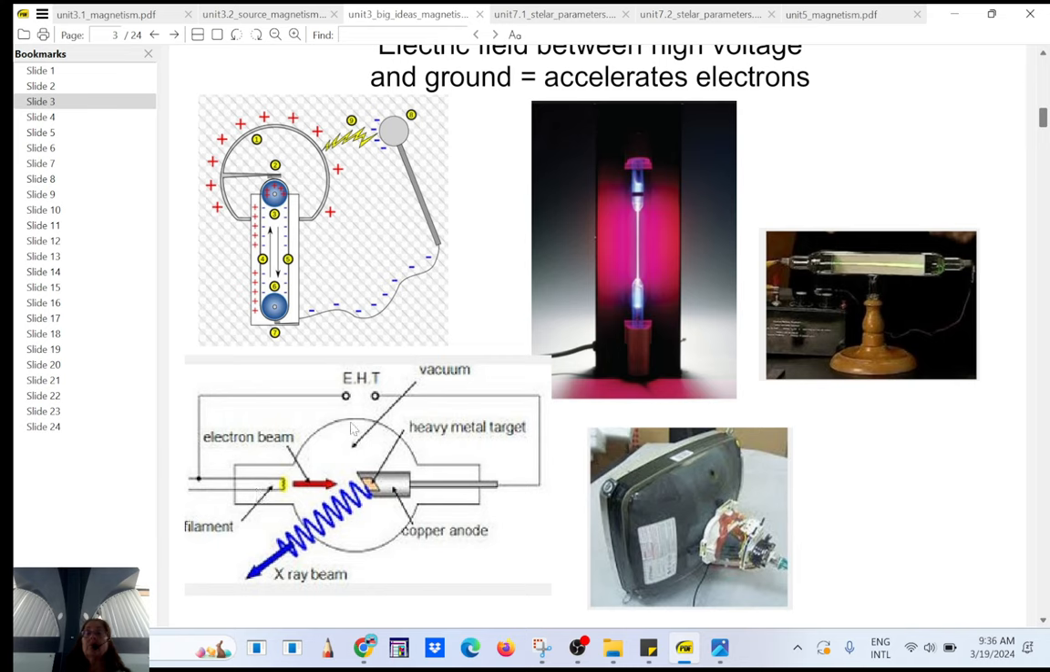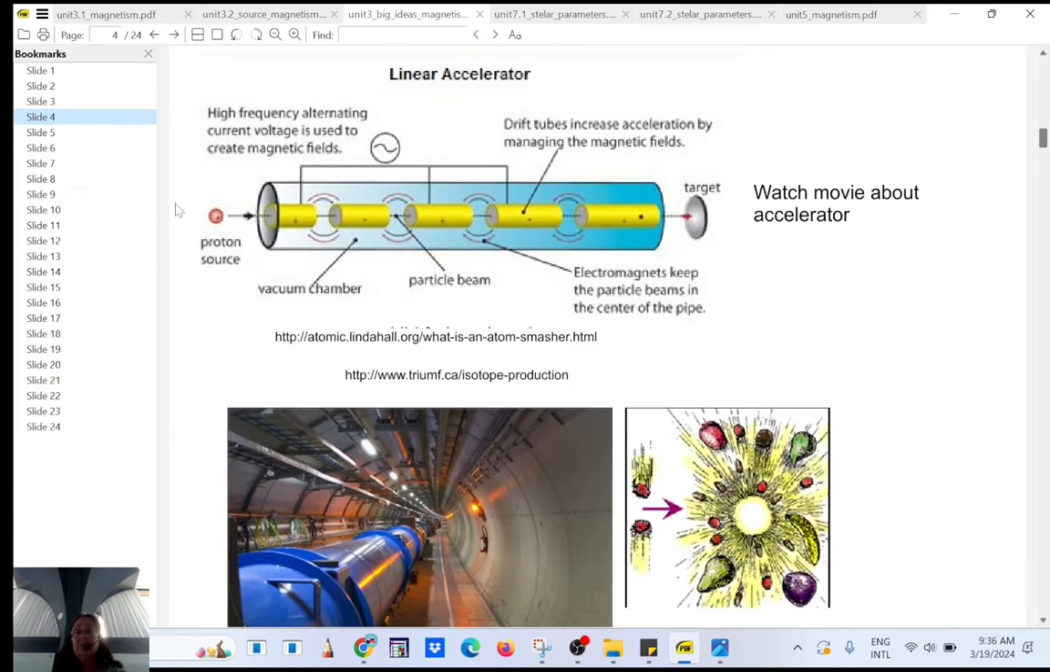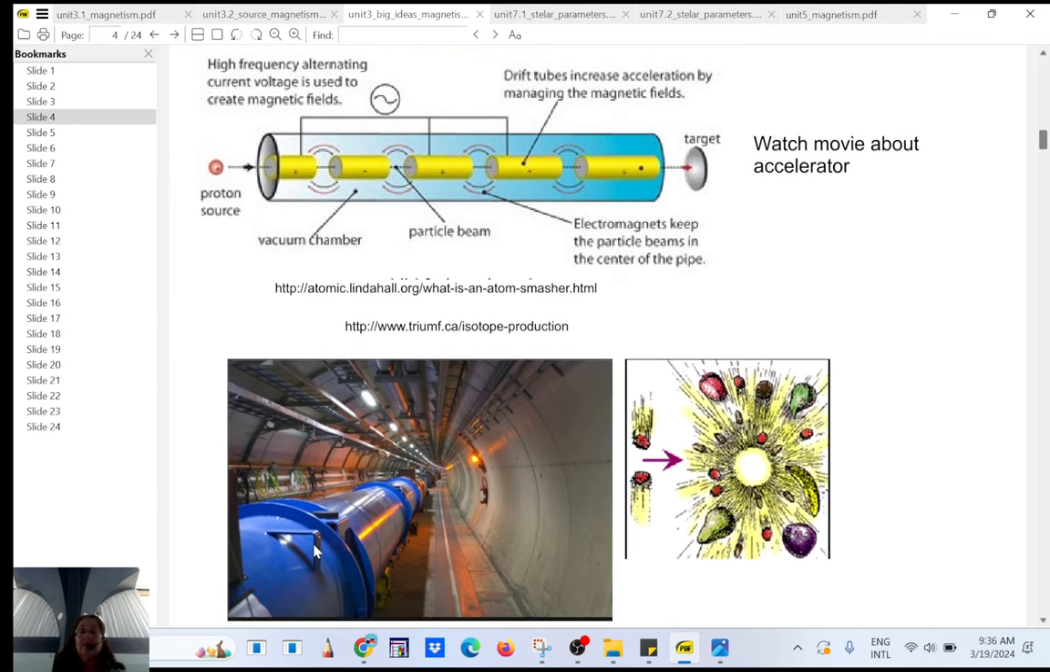Okay, so we have a voltage here that you apply, very high voltage. The electron will accelerate. So all that QV, voltage times the charge, will turn into kinetic energy, will turn into X-ray. Okay, we use that in a linear accelerator. You can accelerate particles.